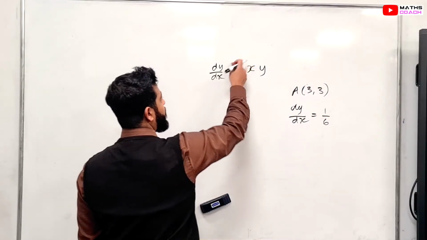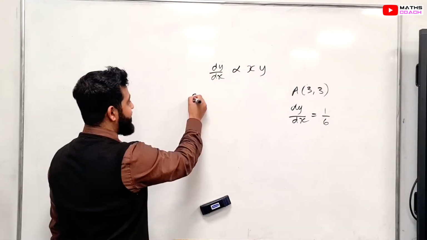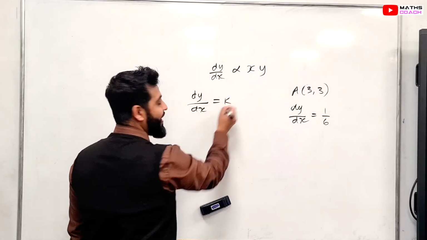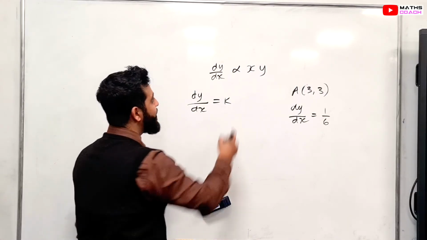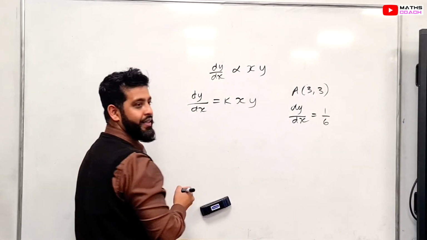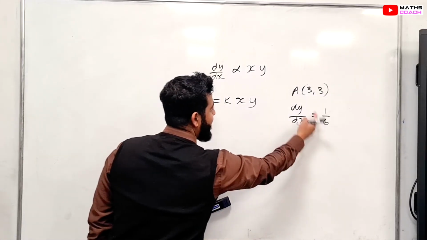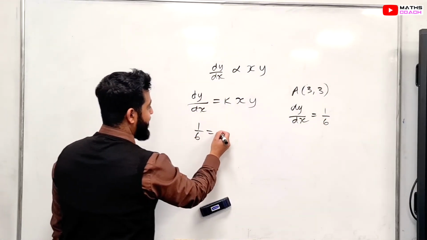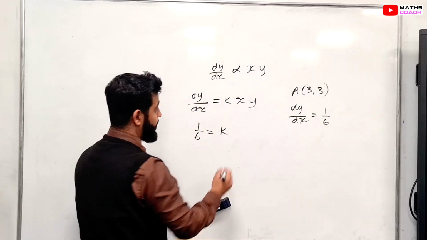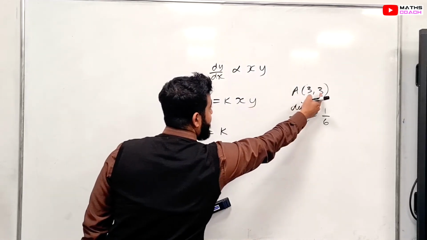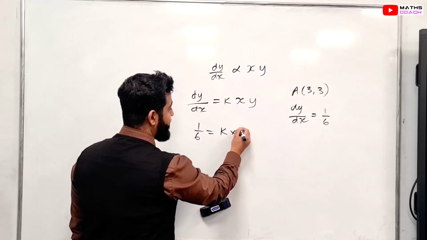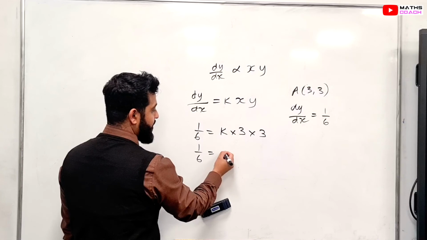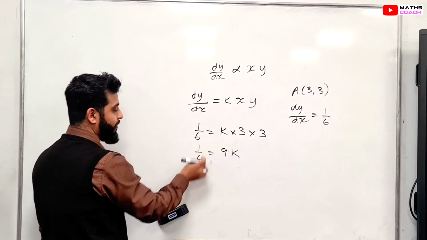Who remembers what to do with this proportional sign from GCSE? We replace it with an equals k, if you remember that. And then we've got that x and our y right there. So now we can start replacing things in here. The dy/dx is going to be 1/6 here, equal to k, which we will find the value of, and the x and the y will be our 3 and our 3. So it's going to be k times 3 times 3. What does 3 times 3 give us? 9. So we've got 1/6 is equal to 9k.